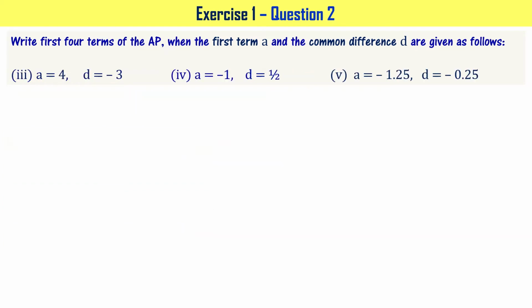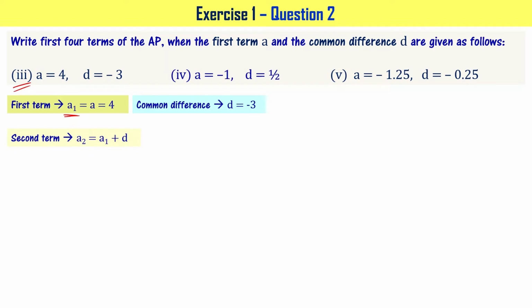Let's see the third problem here. A, that is the first term, is given as 4, and the common difference D equal to minus 3, right? The second term can be obtained from A1 and D, right? The second term is A2 equal to A1 plus D. So when you substitute A1 equal to 4 and D equal to minus 3, what you get is 1 as the answer. A2 equal to 1.